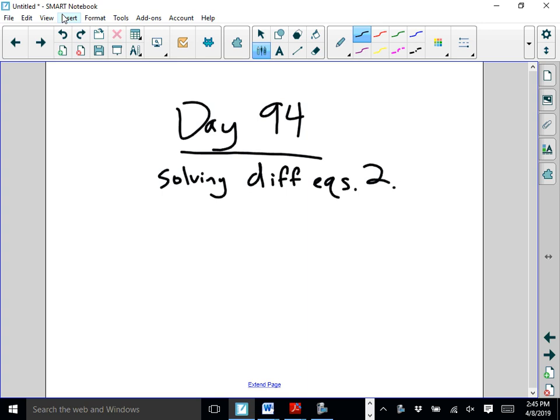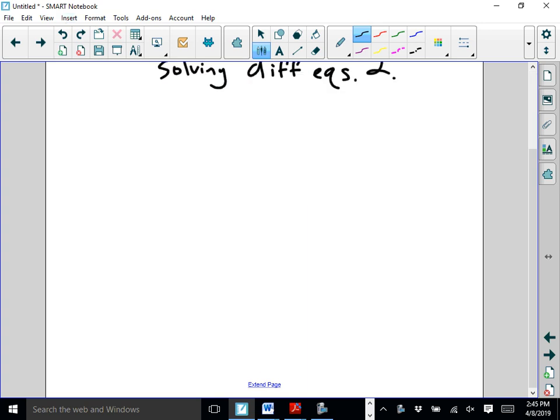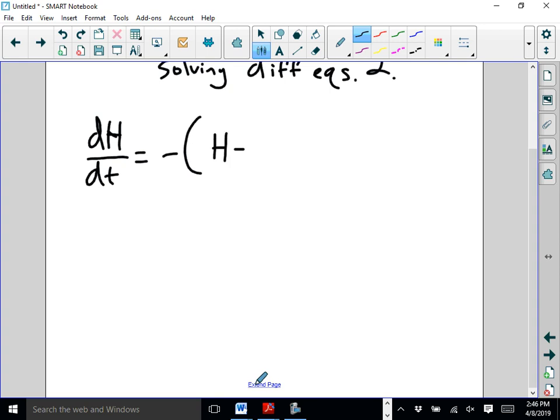Our differential equation is dH/dt. So let's say it's the temperature of something cooling, right? So dH/dt equals negative (h minus 13) to the 2/3 power. We want to solve for y equals h of t with the initial condition h of 0 equals 4.